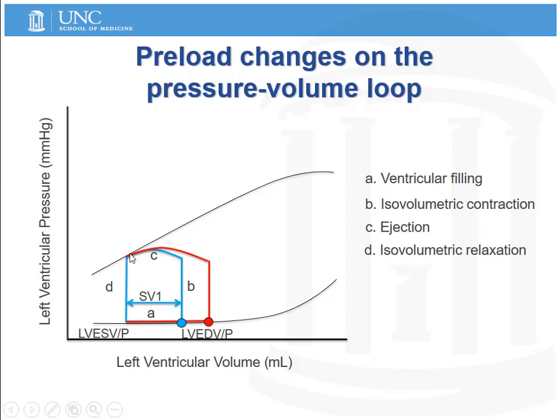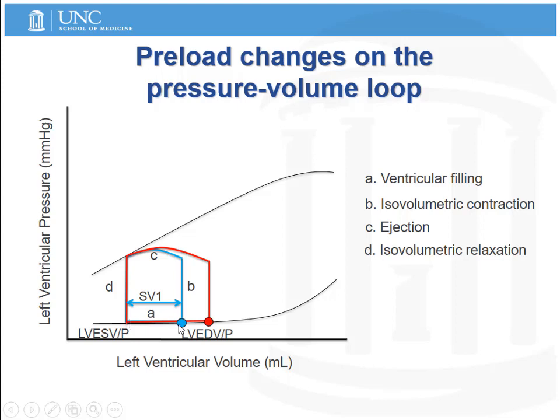Then the ventricle begins to relax and the pressure drops below the pressure in the aorta, causing the aortic valve to close. The ventricle continues to relax with all the valves closed during isovolumetric relaxation until the point where the ventricular pressure drops below the pressure in the atrium. Then the mitral valve opens, allowing for ventricular filling to occur again.